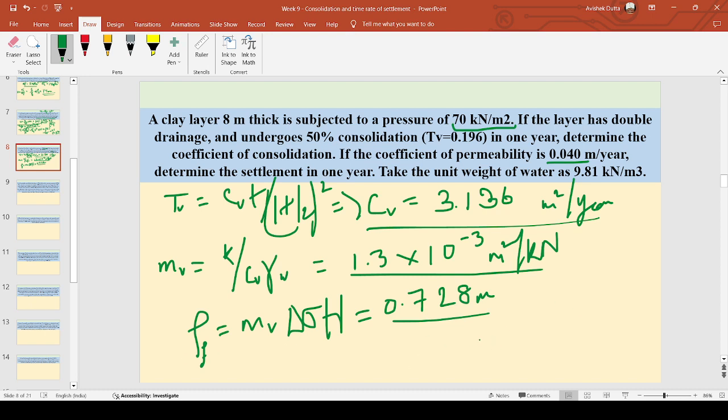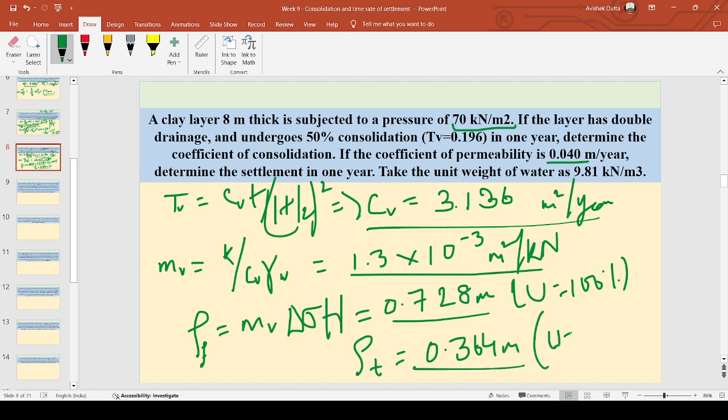So for 50% consolidation, this is when U equals 100%, it will be half of this, 0.364 meter for U equals 50%. And why did I consider 50%? Because we are told to do so. We are told that it undergoes 50% consolidation in 1 year. So settlement in 1 year will be equal to 50% consolidation settlement, that is half the ultimate settlement. That is 0.728 divided by 2, 0.364. Clear?